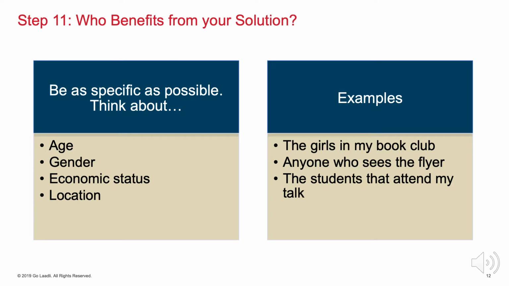In this case, if it is the book club that you've decided to do, it's going to be the girls in my book club who benefit. If you decide to put up flyers, it's anyone who sees the flyer. If you decided to do the talk, it would be the students that attend the talk. So those are the beneficiaries of your solution with the lens of what you've picked to implement.